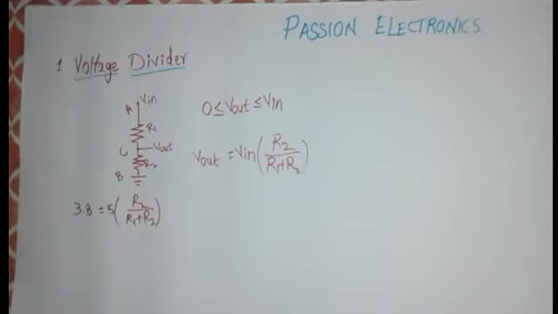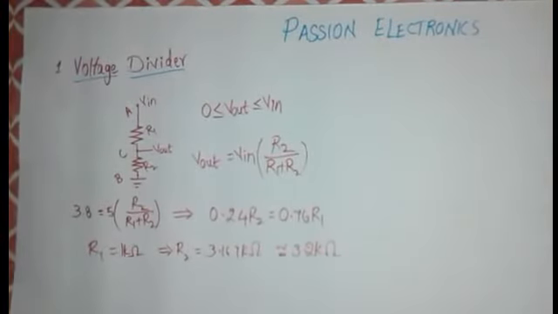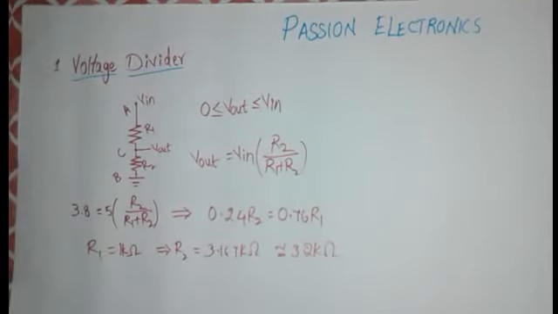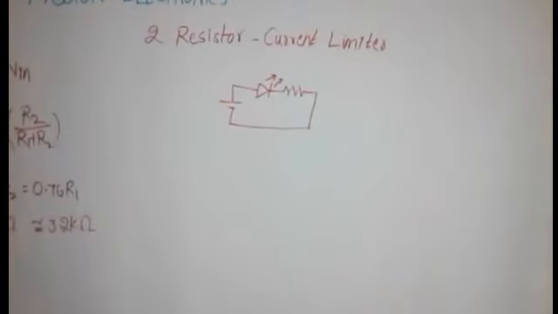Here V out is 3.8 volts and V in is 5 volts. On solving this equation, we get 0.24 times R2 equals 0.76 times R1. If you choose R1 to be 1 kilo ohm, then it turns out that R2 is equal to 3.17 kilo ohms, which is approximately equal to 3.2 kilo ohms. So if you replace R1 with 1 kilo ohm and R2 with 3.2 kilo ohms and supply VIN equal to 5 volts, then you will be getting V out as 3.8 volts.